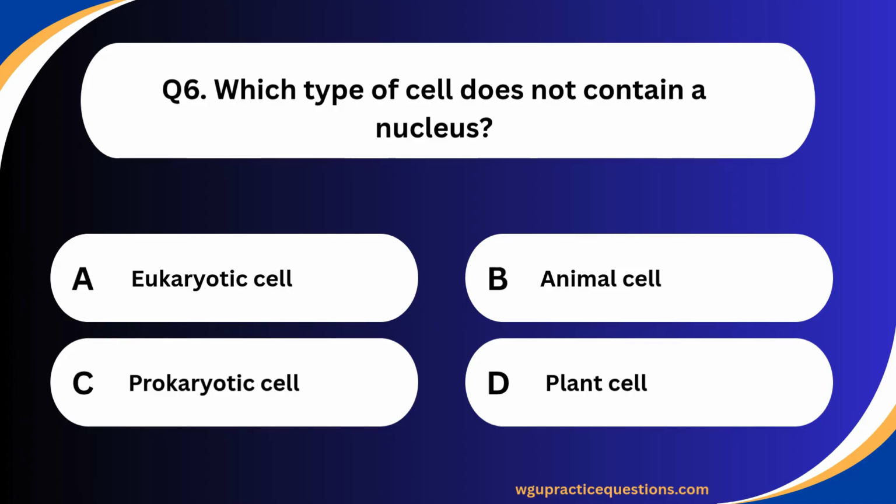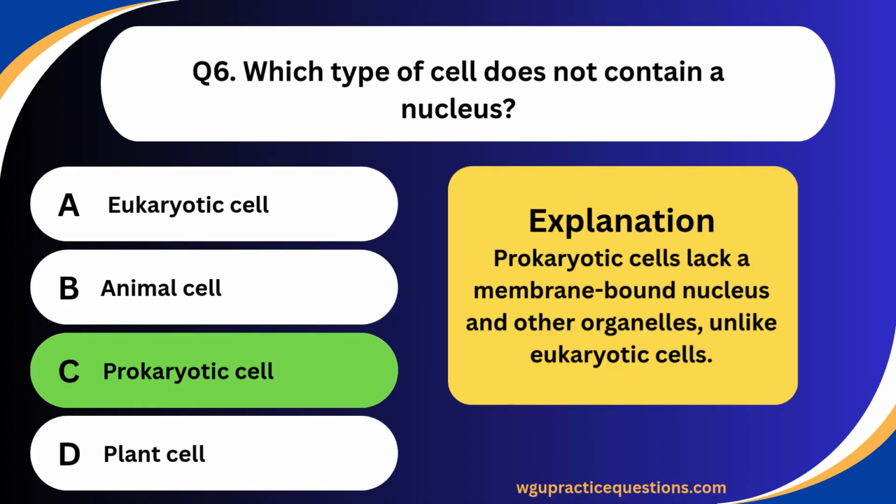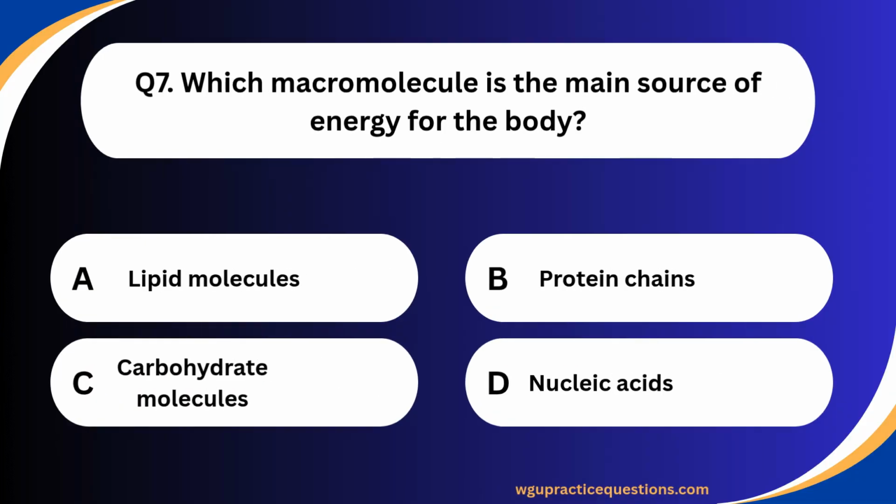Which one is the correct answer? The correct answer is C. Prokaryotic cell. Explanation. Prokaryotic cells lack a membrane-bound nucleus and other organelles, unlike eukaryotic cells. Question 7. Which macromolecule is the main source of energy for the body?